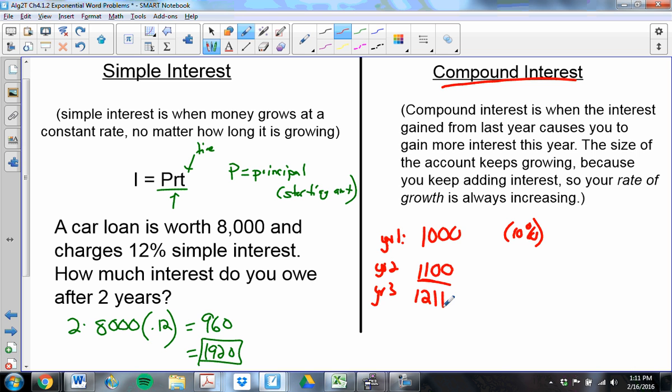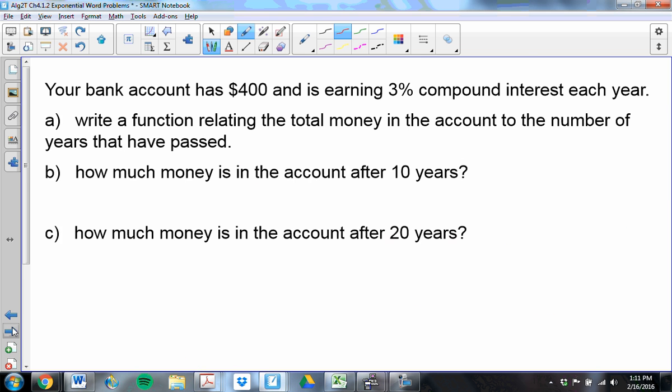You got a little bit extra money because there was more money to take interest on, and that's compounding. It's compounding your interest. You're taking interest on the interest. So your rate of growth is always increasing. It's an exponential growth that grows faster and faster over time. We'll do two quick examples.